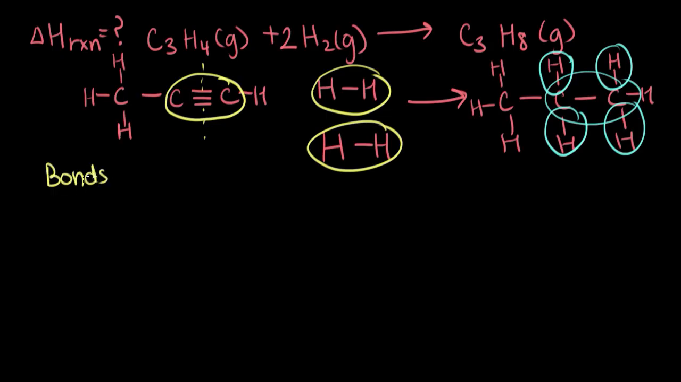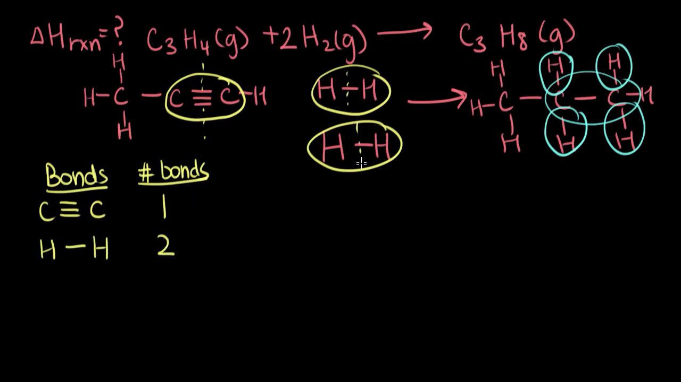If we just look at the bonds we broke, we have a carbon-carbon triple bond, and we have a couple hydrogen-hydrogen bonds. Let's also just write down how many of each we have, because we'll need that for our calculation. So we have 1 carbon-carbon triple bond, and we have 2 hydrogen-hydrogen bonds that are broken. And then we can also look up their bond enthalpies, which are in kilojoules per mole.